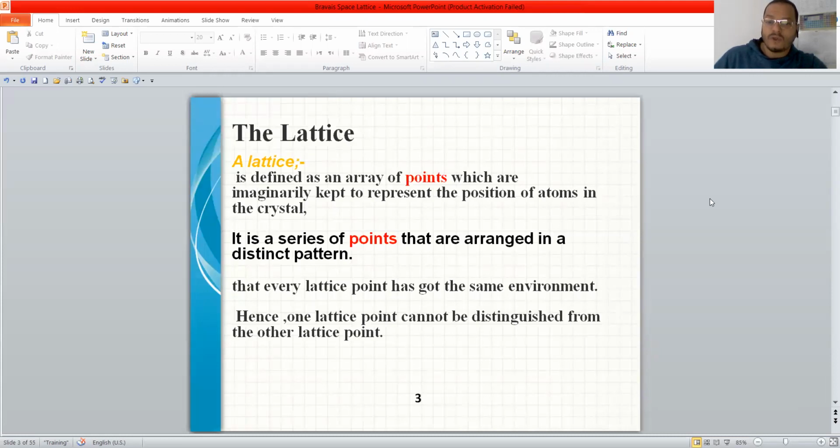A series of points that are arranged in a distinct pattern, where every lattice point has the same environment. Hence, one lattice point cannot be distinguished from the other lattice points. Let's go to the next slide and take a look.